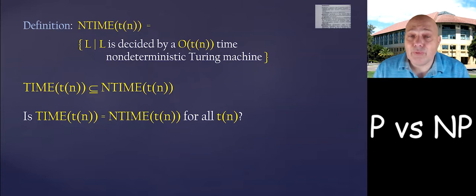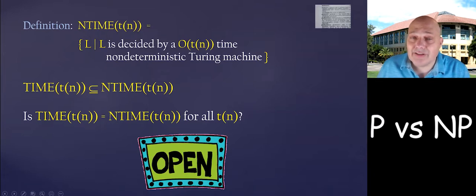The other, more interesting case is the question: is time T of n equal to non-deterministic time T of n for all T of n? So do we have containment in the other direction? Even in this very strong fashion, this is not known. We do know something for limited models like single tape, but that's not important, and for a very limited amount of time. But beyond very simple edge cases, we just don't know how to handle this question.